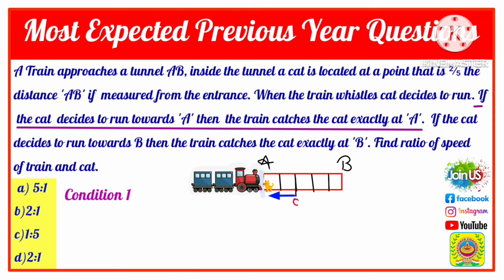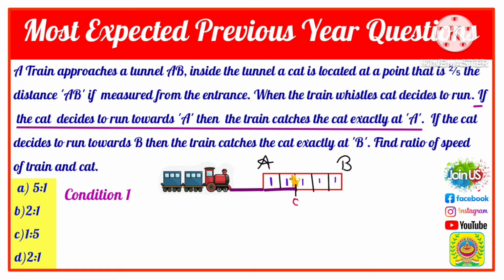My dear students, if you observe carefully, whenever the cat is traveling a distance of 2 units, as you can see the total is 5 units. If we mark all the boxes as 1 unit distance, then whenever the cat is traveling this 2 units of distance, that is from C to A, at that particular time the train is covering from here till here. So the distance covered by the train is from here till here, when the cat is covering 2 units of distance. This was given in the first condition.